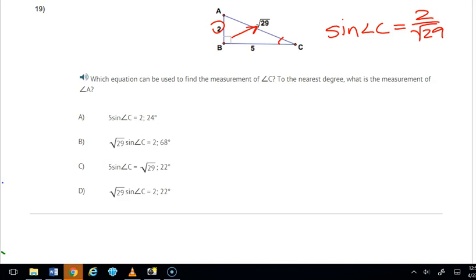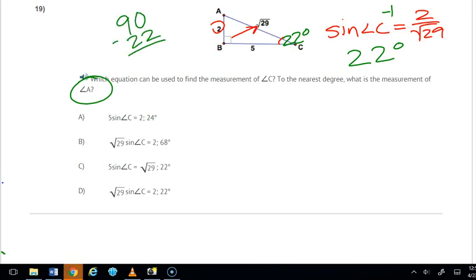Now if I'm trying to find the measure of that angle, I have to take the inverse of sine of 2 over the square root of 29. And when I do that, I get that the measure of that angle was 21 point change, so it's 22 degrees. So this one's 22. Well, that's not what the problem's asking me. It asked me about angle A. So to find angle A, I'm just going to subtract 22 from 90, and that's 68 degrees.